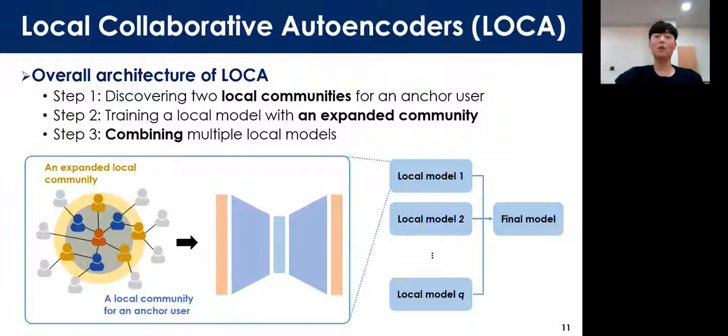Our method consists of 3 steps. The first step is to select an anchor user and discover 2 local communities for the anchor user. One is a small local community that is closely related to the anchor user, and the other is an expanded local community to solve the lack of training data. The second step is to train the local model with the expanded local community. The final step is to combine these local models.